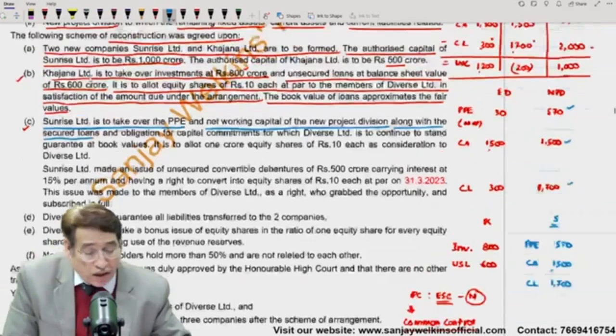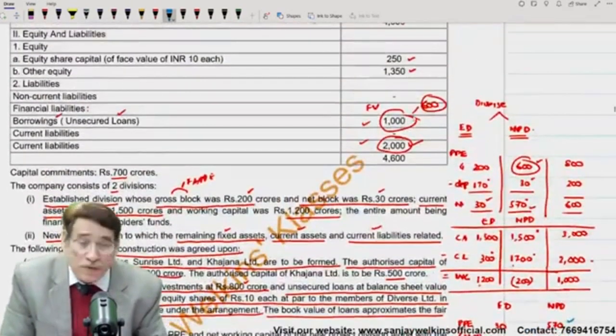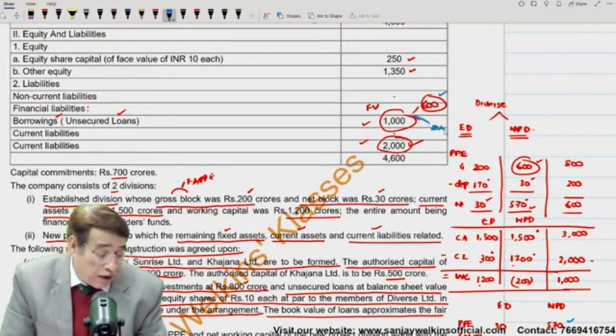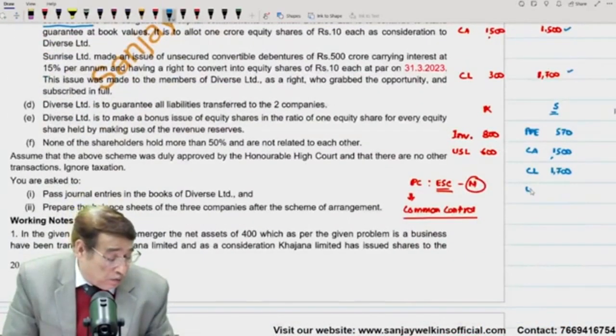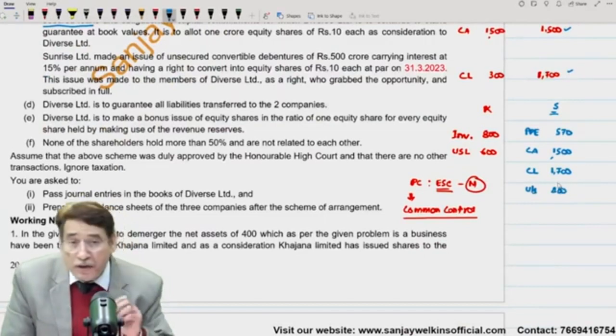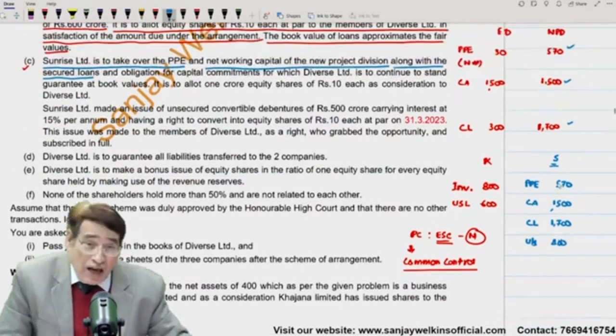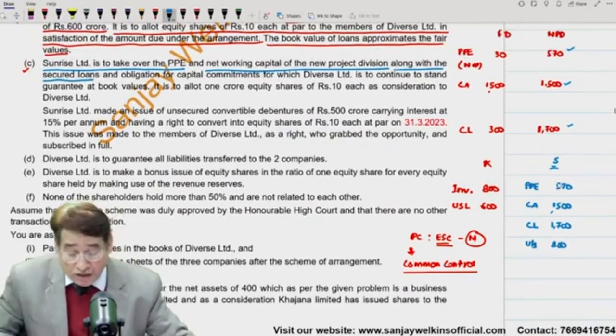along with secured loans, we know that out of 1,000 worth of loans, 600 worth of loan was taken over by Khajana Limited and the remaining 400 will be taken over by Sunrise Limited. So it is also taking over unsecured loans worth rupees 400. Correct? So this is how you will have to do the threadbare analysis.